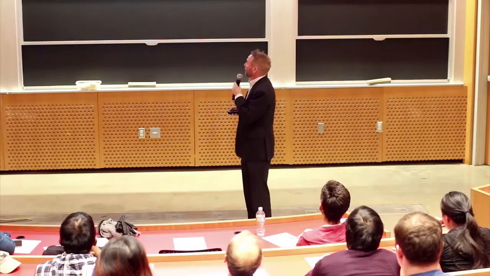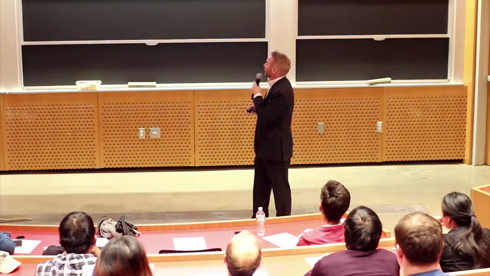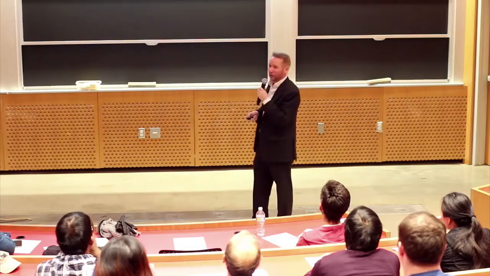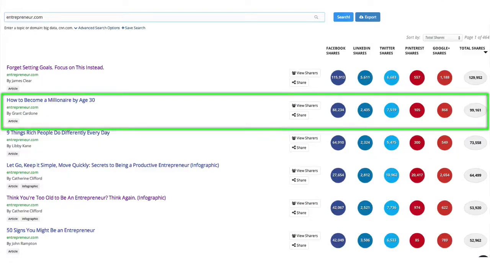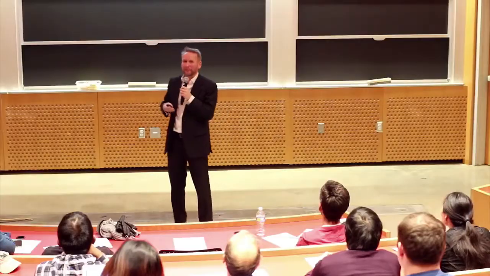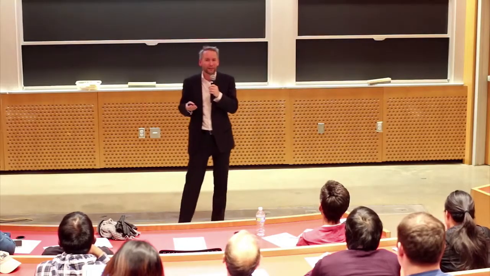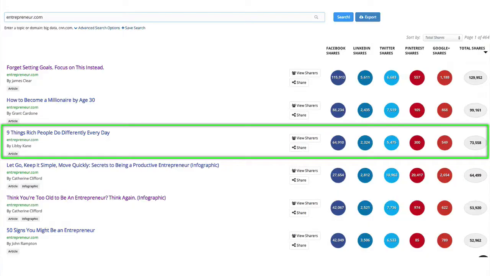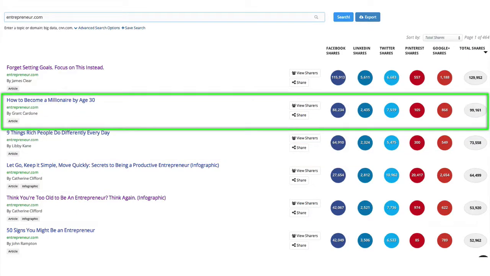So I'm looking for confirmation, and lo and behold, 2 out of the top 6 there. 9 things rich people do differently every day. So I'm assuming here that they're probably a bit dissatisfied financially, this audience. Let's go back to that one as well, and there's another hook in there.